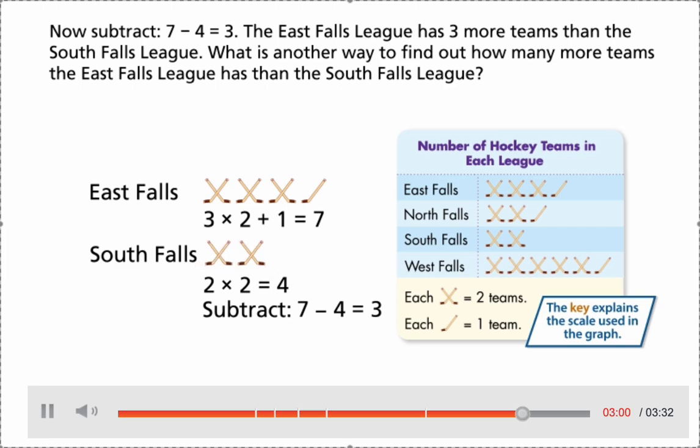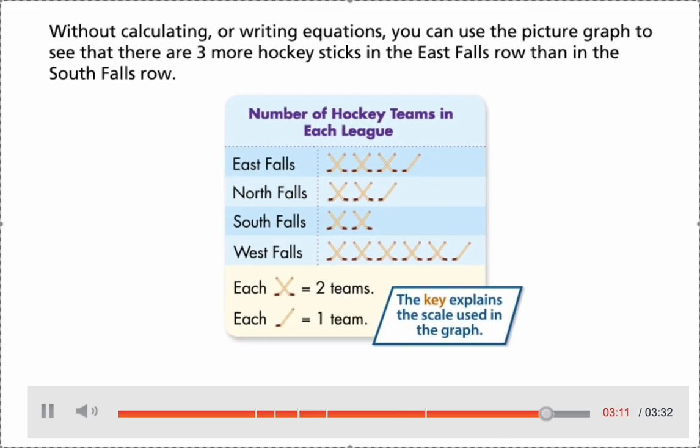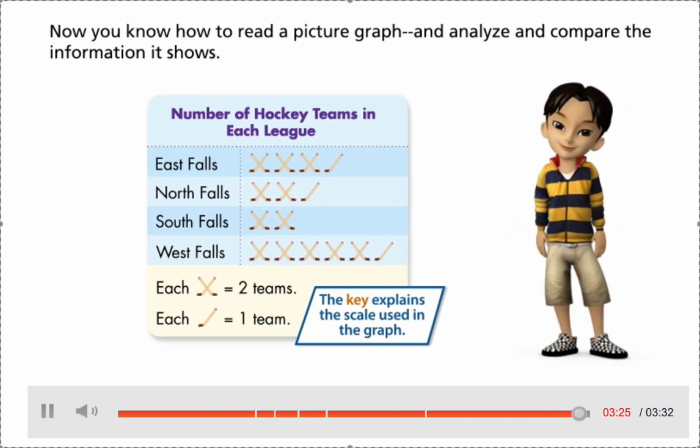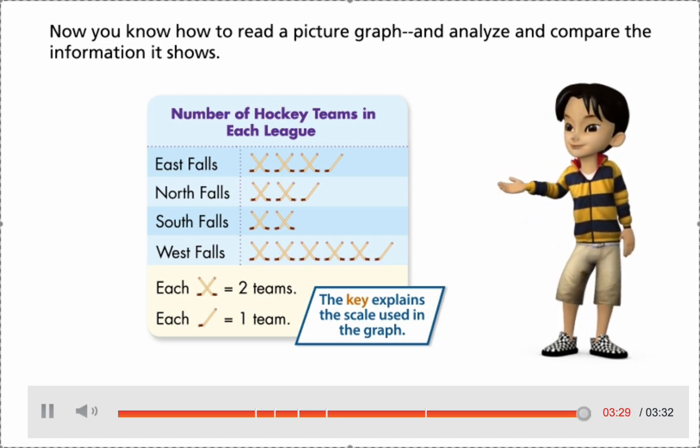What is another way to find out how many more teams the East Falls League has than the South Falls League? Without calculating or writing equations, you can use the picture graph to see that there are 3 more hockey sticks in the East Falls row than in the South Falls row. Now you know how to read a picture graph and analyze and compare the information it shows.